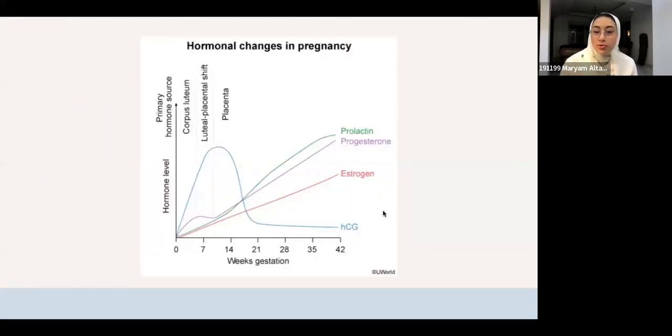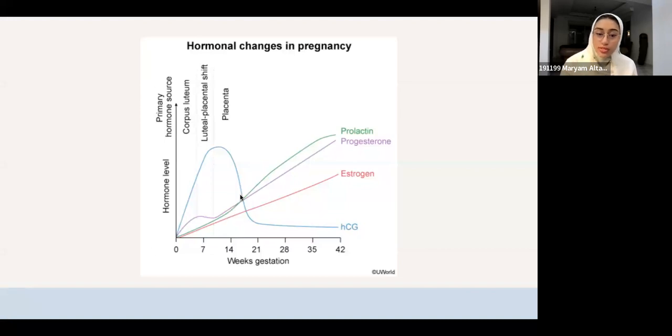So these are the main hormonal changes that you will see throughout pregnancy. Remember, initially we have HCG that's going to be secreted by our syncytial trophoblasts, and then that leads to the continuous secretion of progesterone and whatnot by the corpus luteum, and estrogen. So these two are essential to maintain pregnancy and responsible for the physiologic changes that you see.